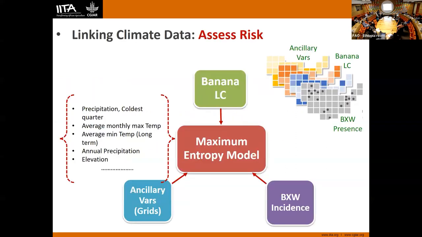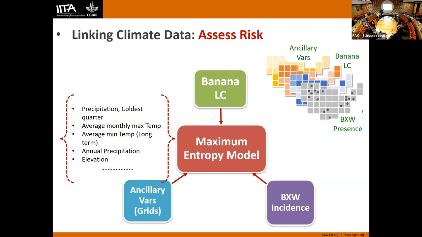I'm not going to go into the methods, but we use MaxEnt, which is called a maximum entropy model. It's a species distribution model. It ingests multiple data in different forms, for those who know it. I apologize to those who are not familiar. But there are three major components that go into this framework.